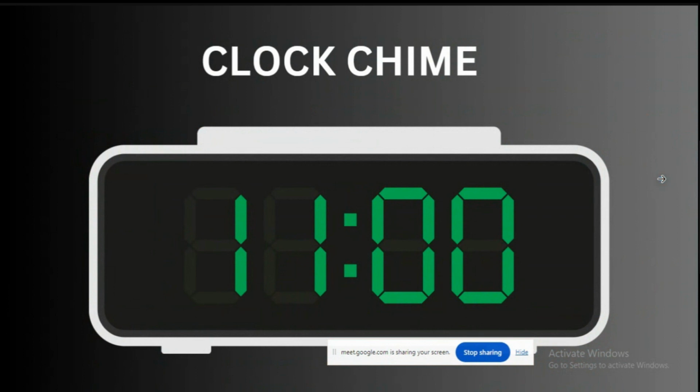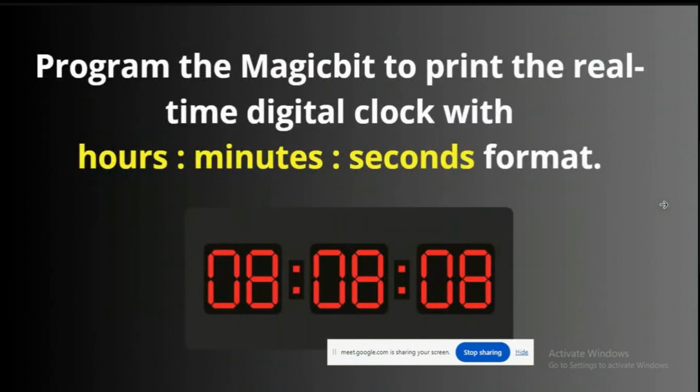So what we are going to do today, as I told you in the first slide also, is clock time. When you hear the word clock, you will get to know what we are going to do. It is some kind of a clock, actually a digital clock. We are going to program our Magicbit to display the real-time digital clock in hours, minutes, and seconds format. That means the number of hours, minutes, and seconds, equal to the real time, will be displayed on the Magicbit display in 24-hour format, in this hours, minutes, seconds format.